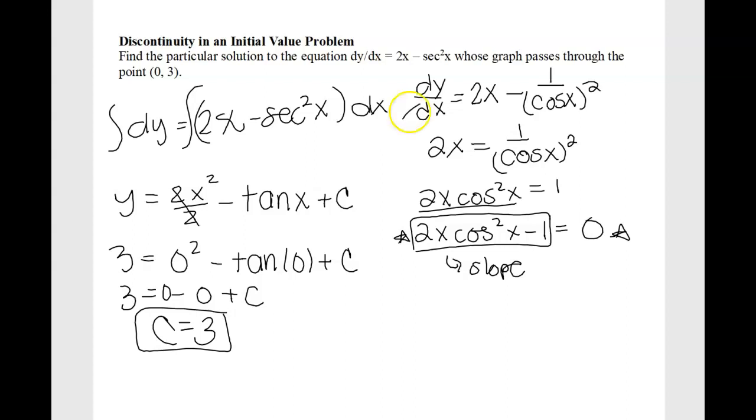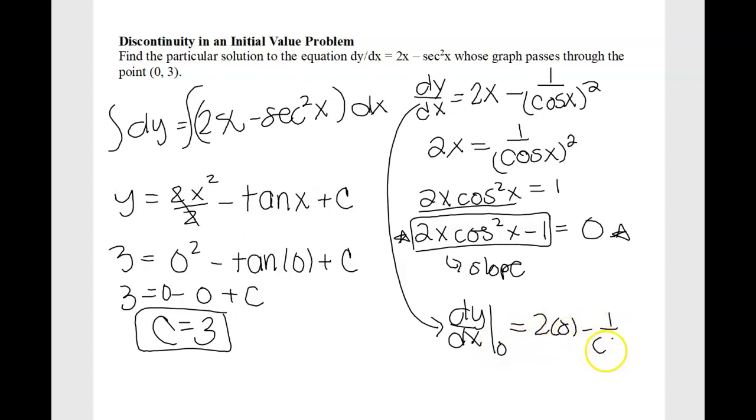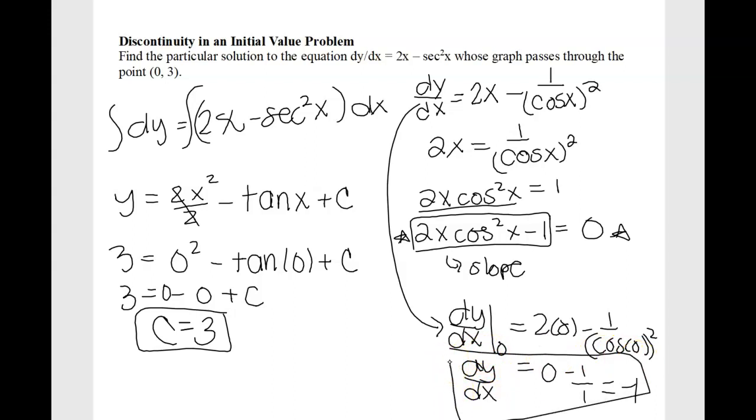So again, if the slope at your point is good, we are also happy. So the slope is -1, my c value is 3, so the equation is y equals x squared minus tan x plus 3.